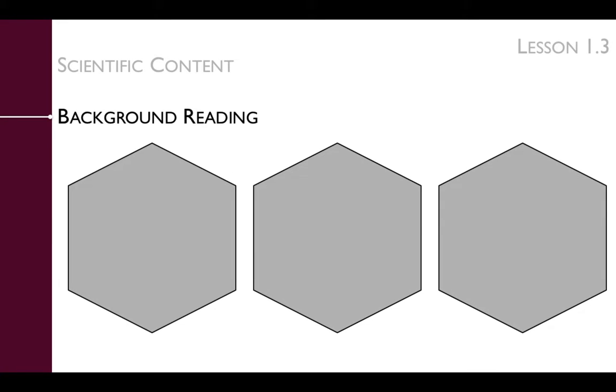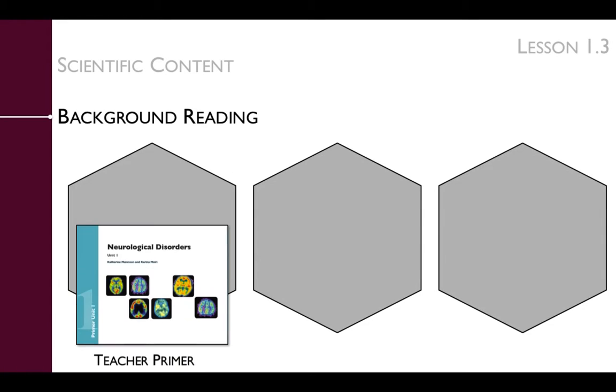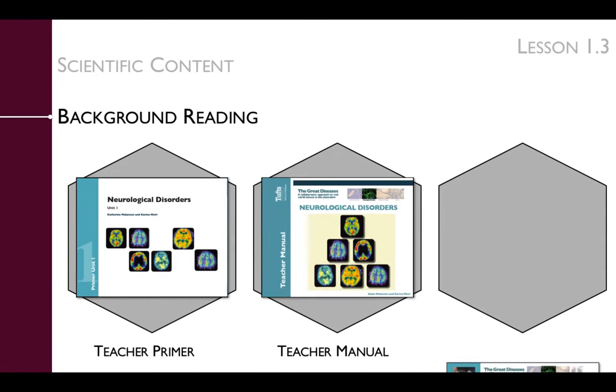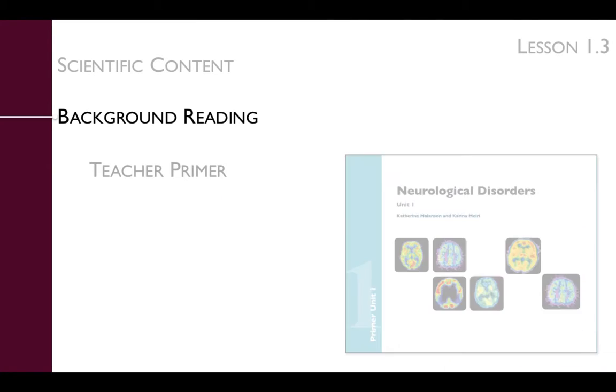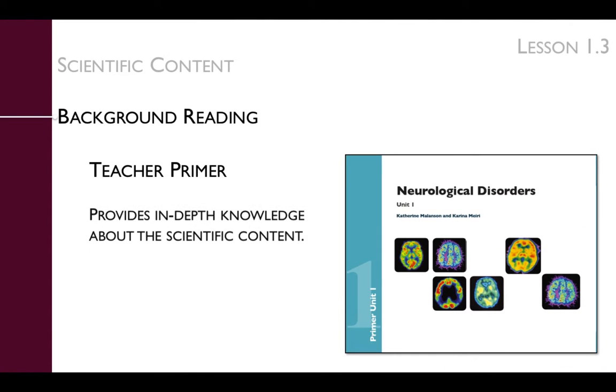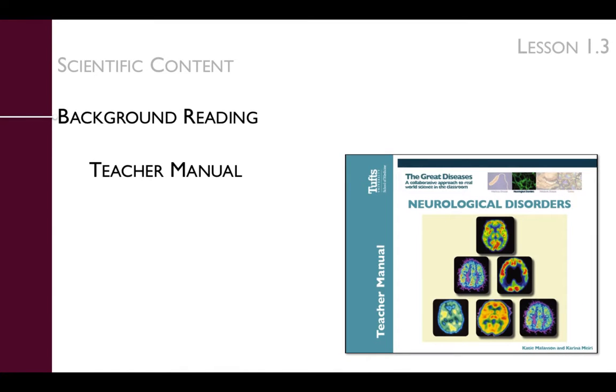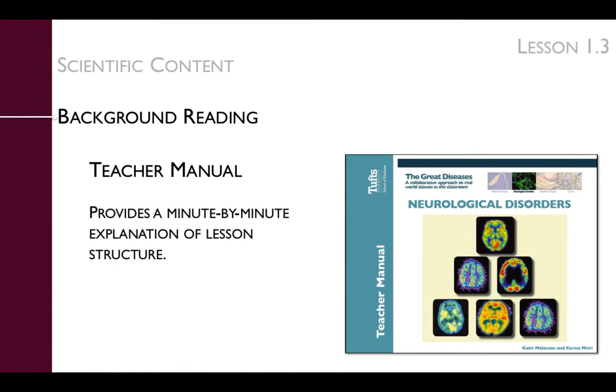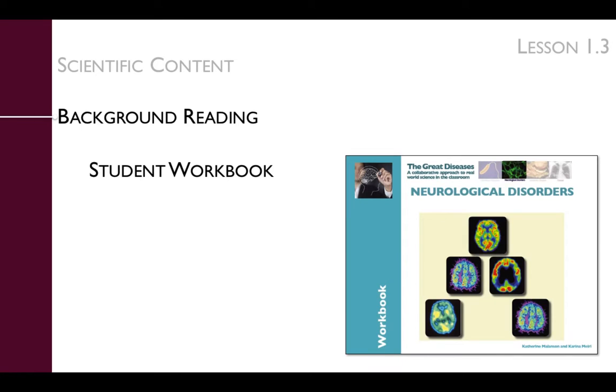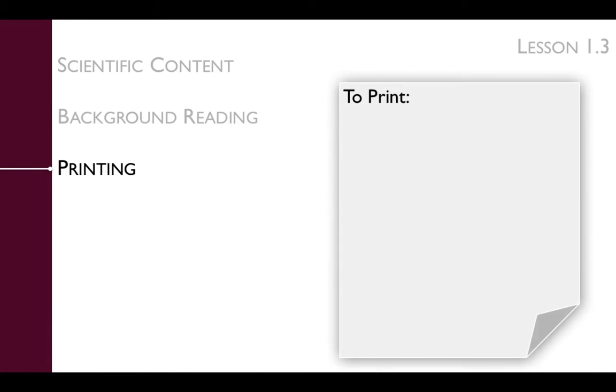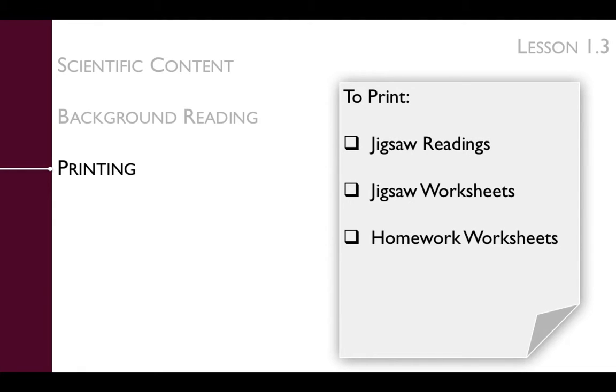You can review the scientific content in the background reading provided to you in the teacher primer, teacher manual, and student workbook. The teacher primer provides in-depth knowledge about the scientific content presented in the lesson. The teacher manual or lesson plan provides a minute-by-minute explanation of the lesson structure, including instructions on how to manage the discussion and activity, and the student workbook provides additional explanation for students. You'll need to be sure to print the jigsaw readings, jigsaw worksheets, and homework worksheets for your students.